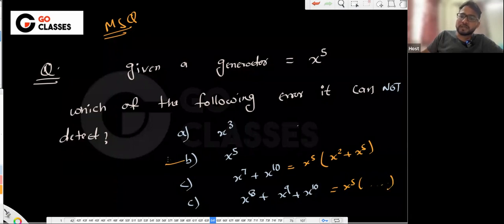So that is why you can say that it is able to divide this, it cannot detect this, right? It cannot detect all of this. So this is a very easy question. Once you understand the concept, you should be able to solve this, right? Now let's solve more questions.